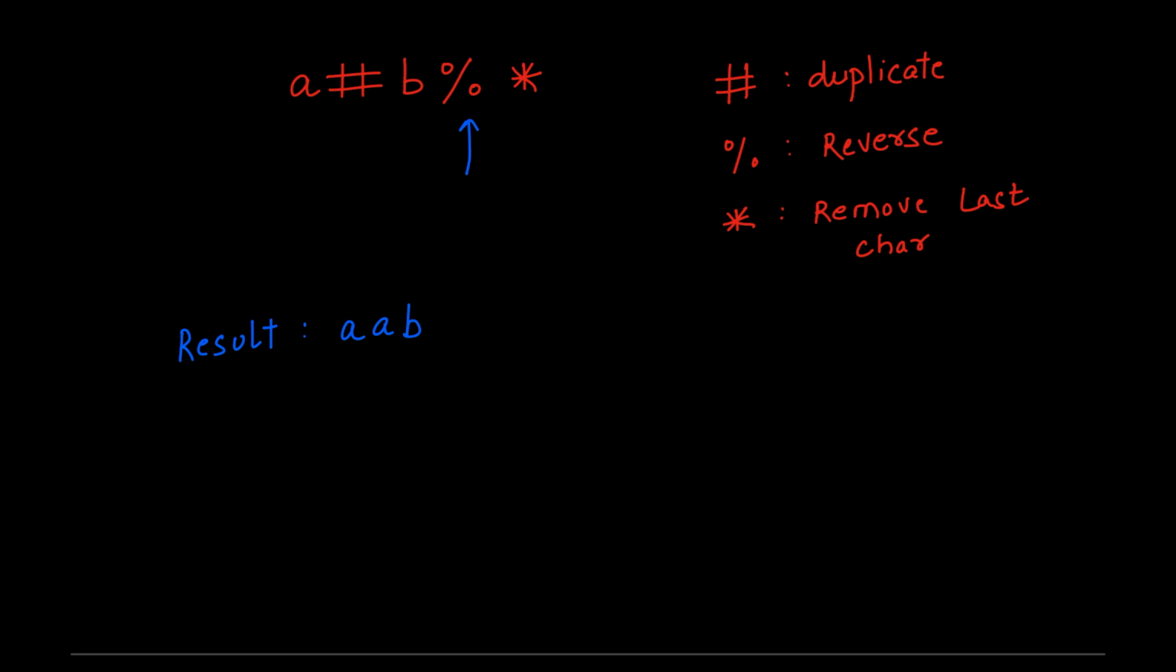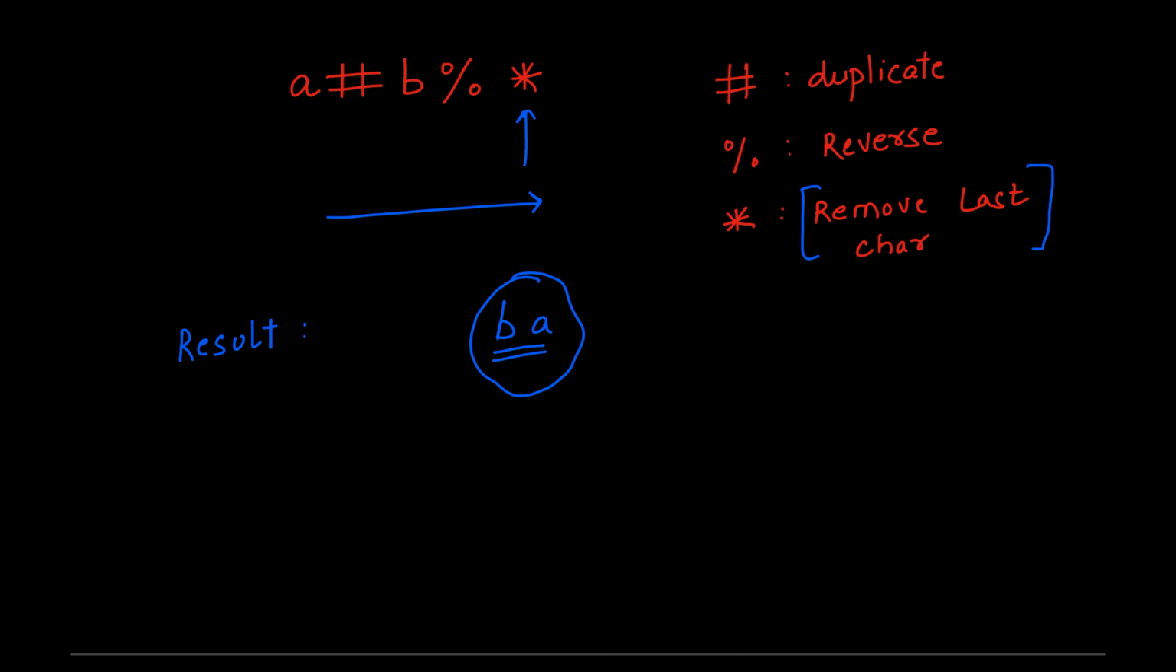After that, the next operation is a percent sign, which means I need to reverse the entire string. So instead of having AAB, the updated string will be BAA. And the last character is an asterisk, which means I need to remove the last character from the string that was added. So in this case, this A will be removed. So the updated string will be B and A. And as we have iterated through all of the characters in the input string and applied the respective operations, the output will be BA.